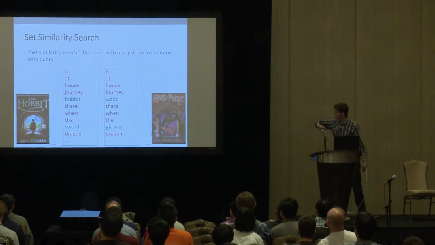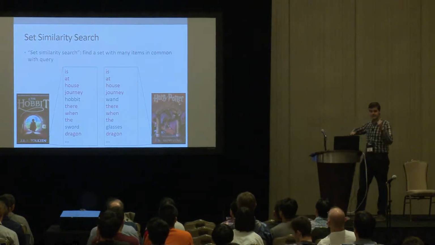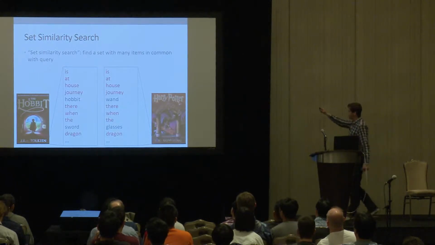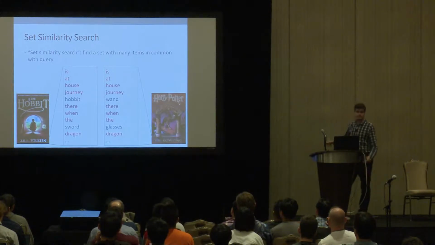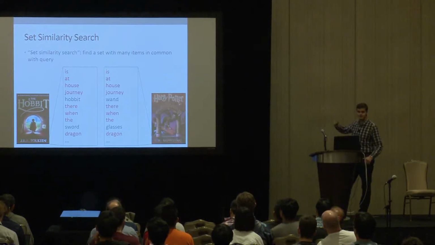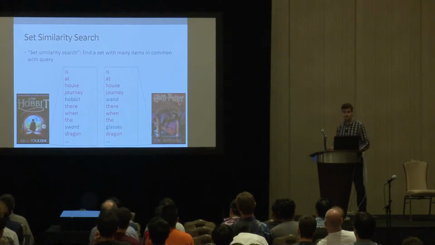When I say similarity, we want to find another set in our database which has many items in common with the query. So these are both fantasy novels, and we can see in the list of words, obviously I chose this list, but many of these words are in common between these two books. Therefore, we think that they're fairly similar.